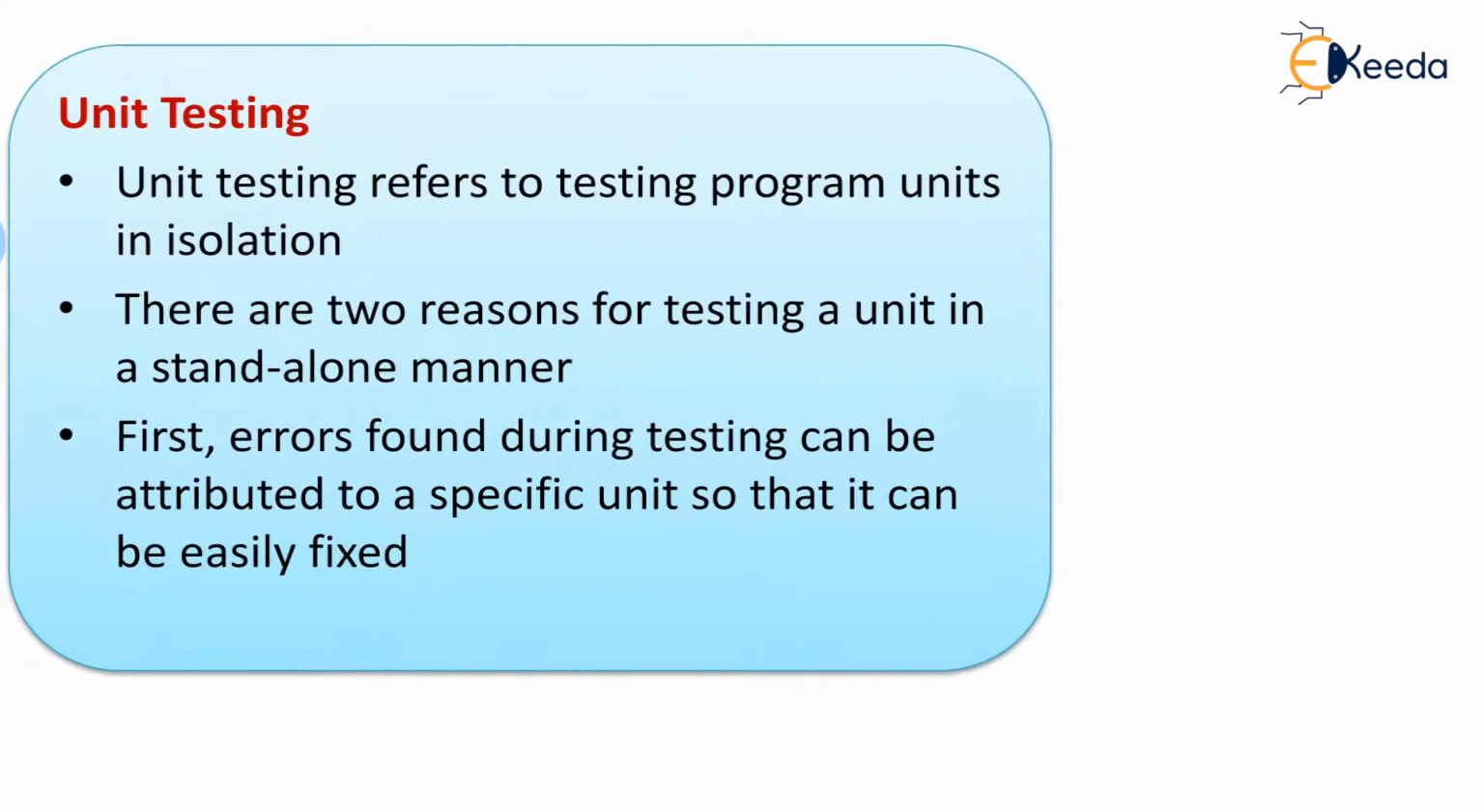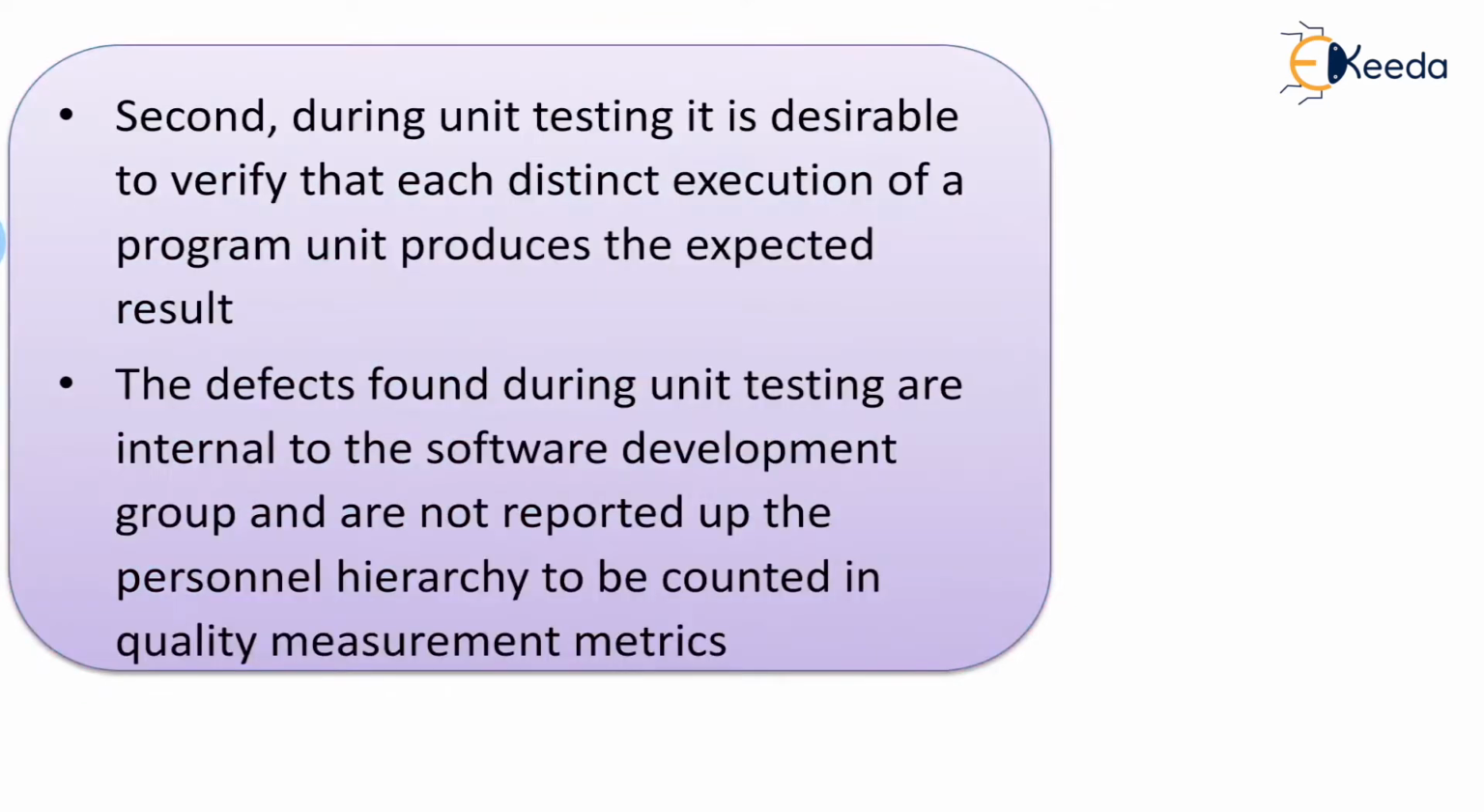Now, the first thing is the error found during testing can be attributed to a specific unit so that this can be easily fixed. For example, if there is a module for my code, there is module A, module B, module C, module D. Four modules are there. When I'm performing unit test on module A, if there is any error or fault generated, that is generated from module A, so that can be fixed.